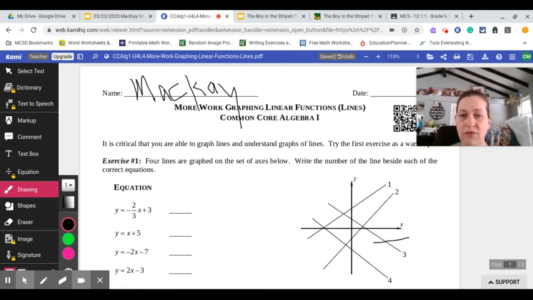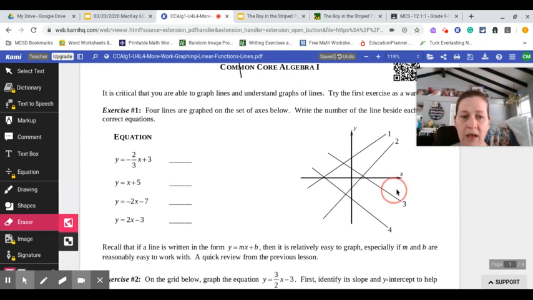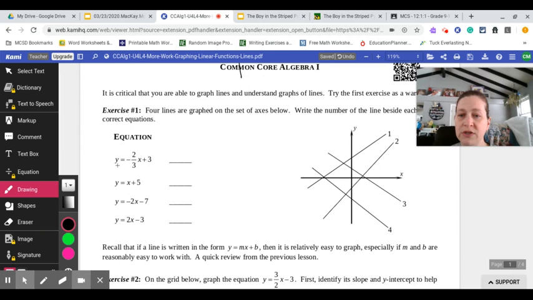So 4 lines are graphed on the set of axes below. Write the number of the line beside each of the correct equations. The first one, y equals negative 2/3 x plus 3. I know that it's a negative slope, so my negatives are going to point that way and my positives are going to face over here. So I know that it's either line 3 or line 4. Now I'm going to look at my y-intercept. It says 3. So I know that 3 is up here, so it has to be line 3.